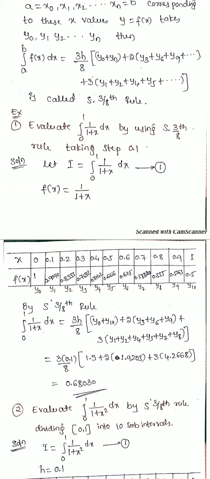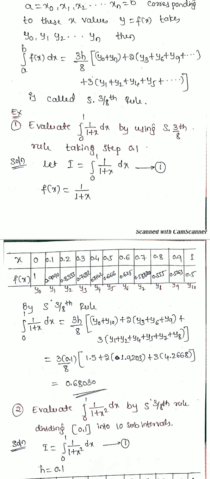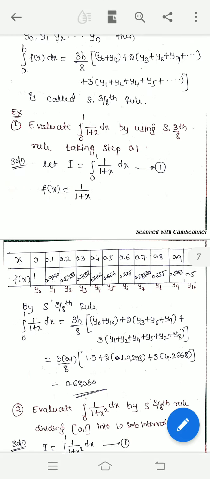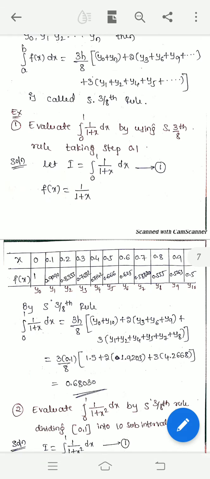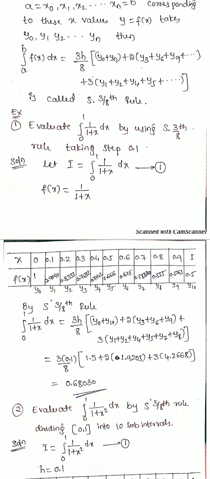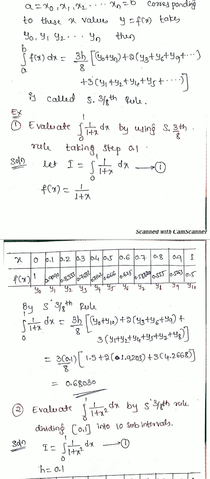On the basis of this method, we will see a few examples. Take the first example. Evaluate the integration from 0 to 1 of 1 divided by 1 plus x dx using Simpson's 3/8 rule by taking the step size 0.1. Let me solve this example. Solution: let I equal the integration from 0 to 1 of 1 divided by 1 plus x dx.